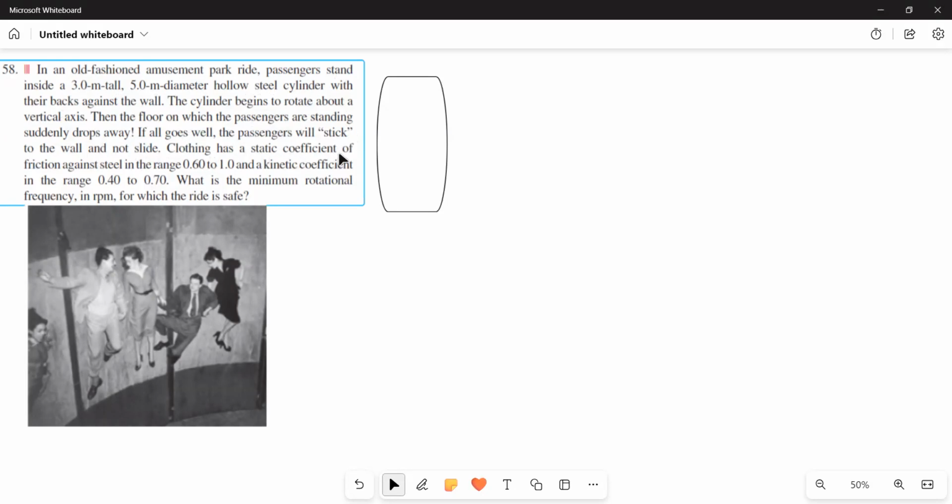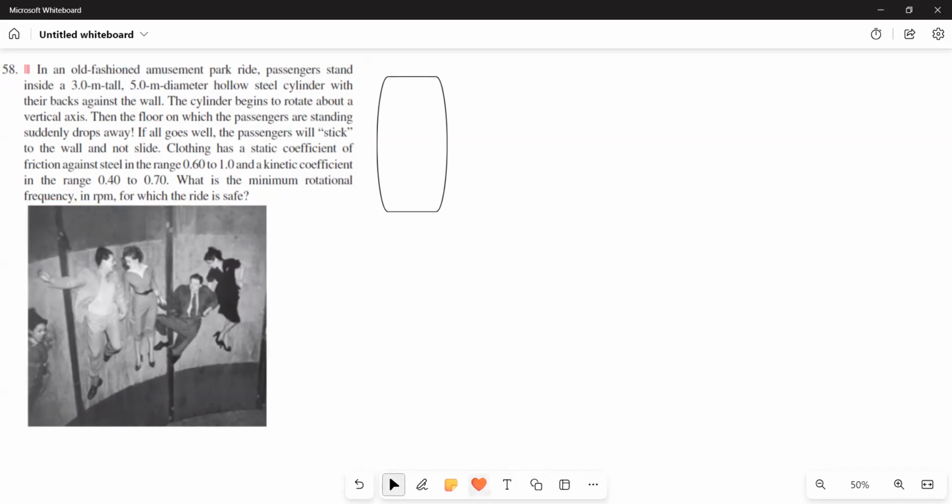Clothing has a static coefficient of friction against steel in the range of 0.6 to 1 and a kinetic coefficient in the range of 0.4 to 0.7. What is the minimum rotational frequency in rotations per minute for which the ride is safe? This is the amusement park. And then this is the steel cylinder wherein the passengers are sticking to the walls of the cylinder.